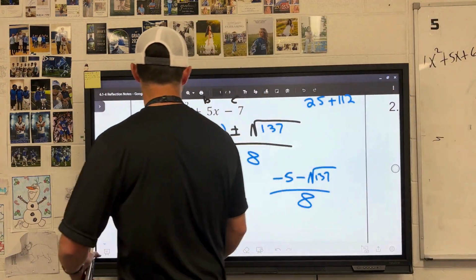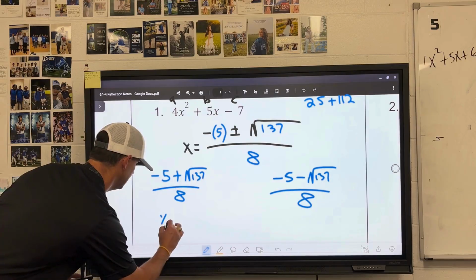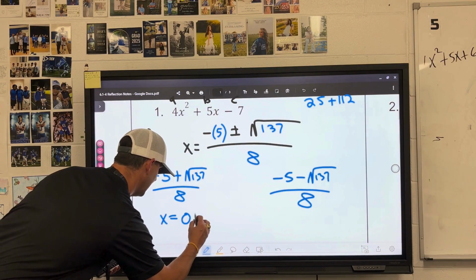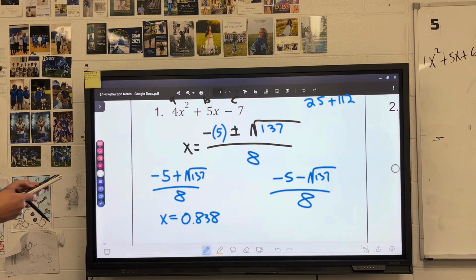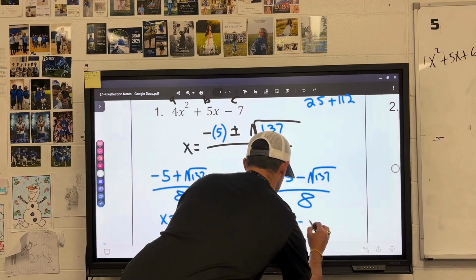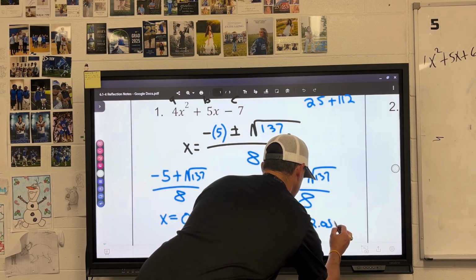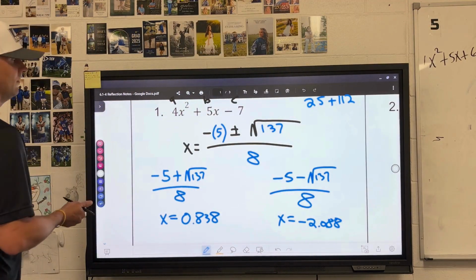Okay, so if I do negative 5 plus the square root of 137 divided by 8, that is going to end up giving me 0.838. And then if I do negative 5 minus the square root of 137, that's going to end up giving me negative 2.088. So that's how you can do it by hand if you needed to do it by hand.